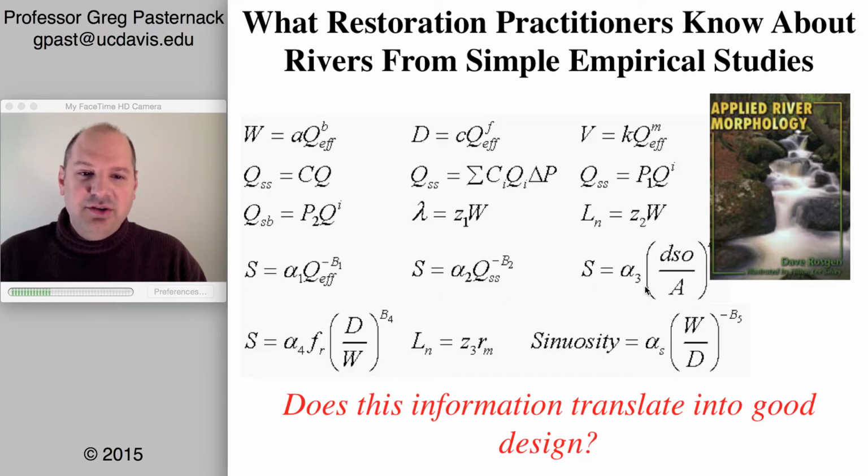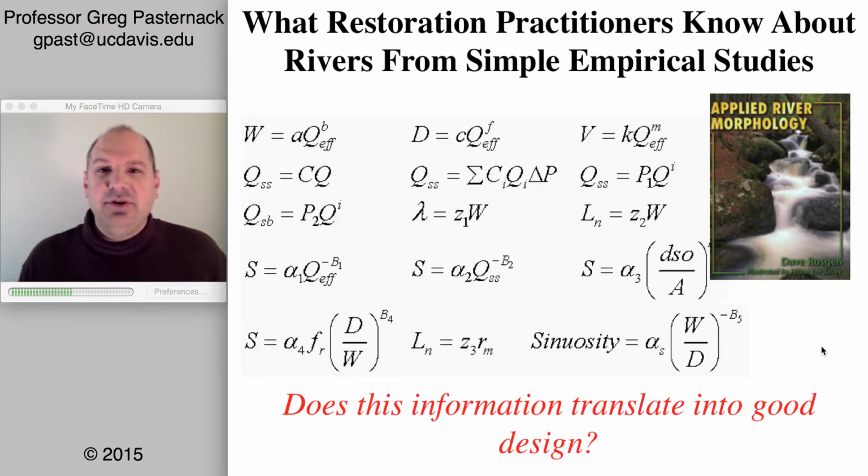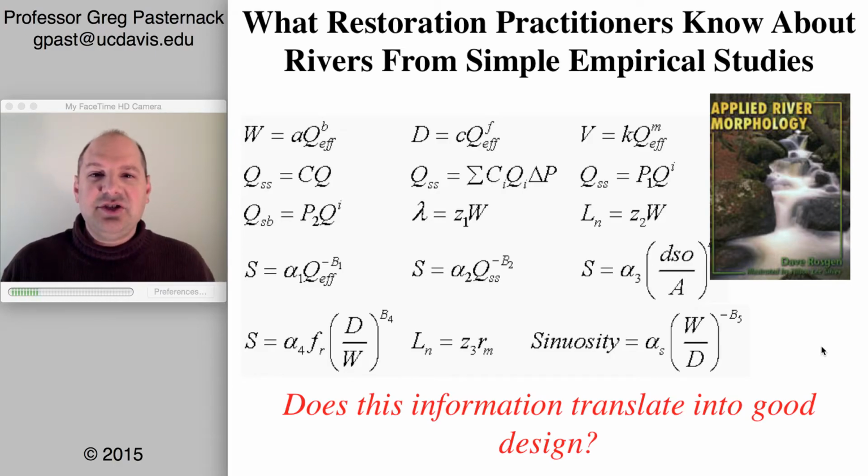I didn't cover those examples, but there are many functions that govern the slope of the river. And then we can also look at the sinuosity of a river as a function of width and depth, which in turn can be a function of effective discharge. So anyway, these are examples, and there are hundreds of journal articles that show these kinds of functions that people use for river restoration design.